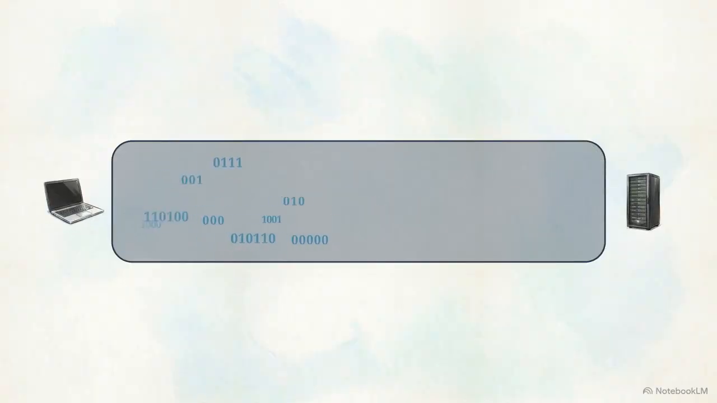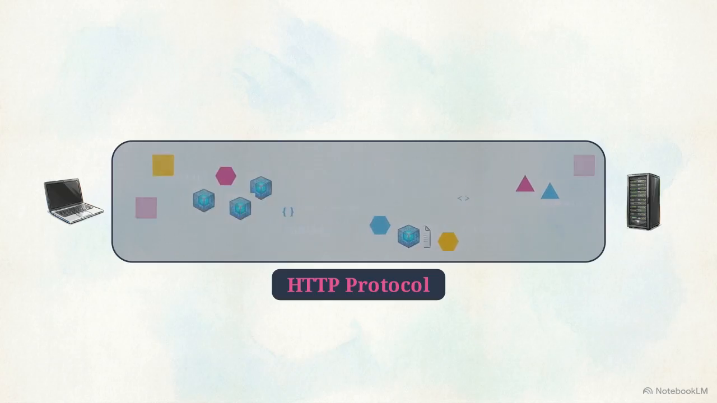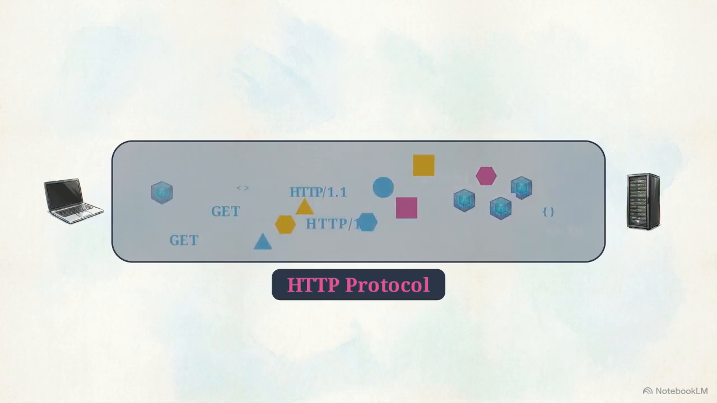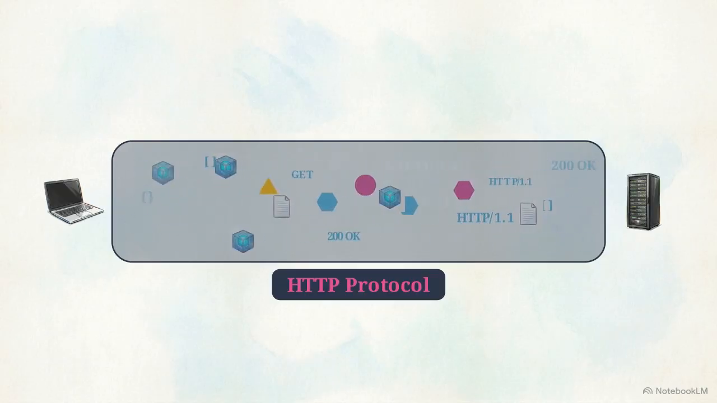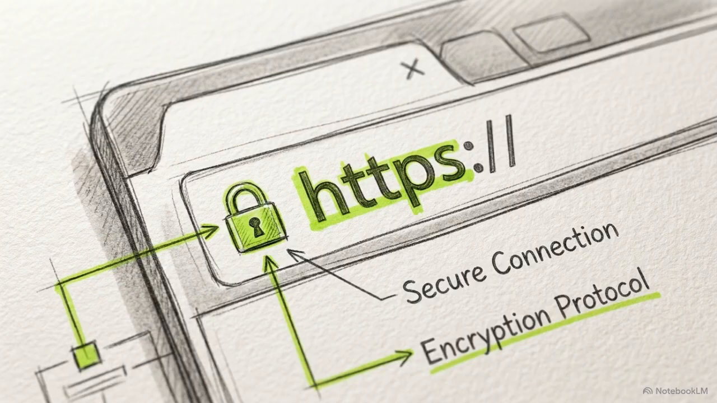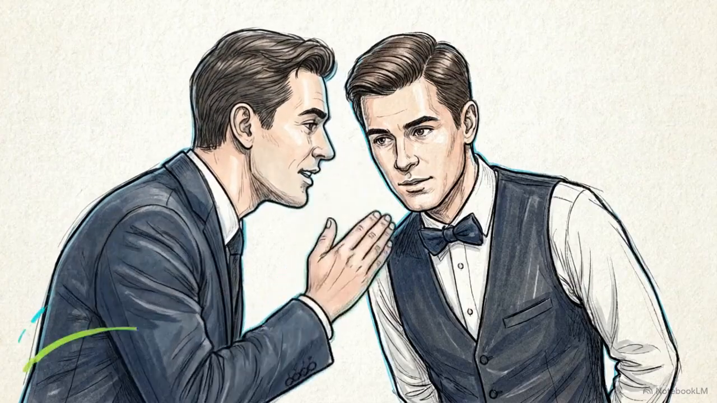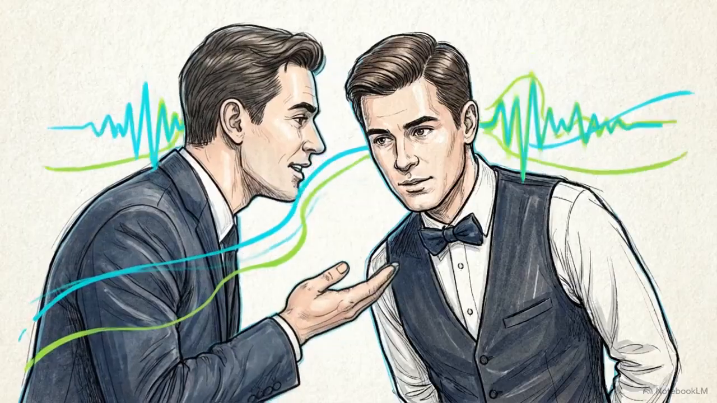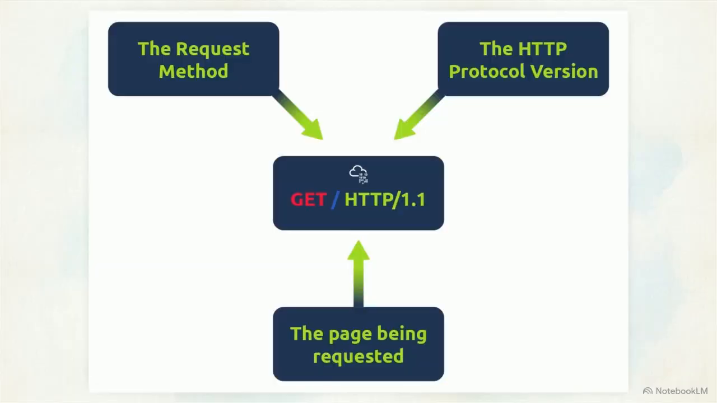To ask for the web page, it has to speak the server's language. This language is called HTTP, or Hypertext Transfer Protocol. Think of it as the strict etiquette you use to speak to a waiter. If you want to keep your order private, you use the secure version, HTTPS. This encrypts your request, which is exactly like whispering your order to the waiter so that no eavesdroppers can listen in. This image outlines what an HTTP request actually looks like.